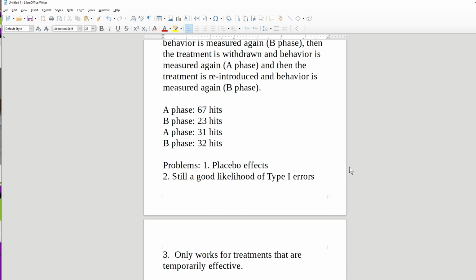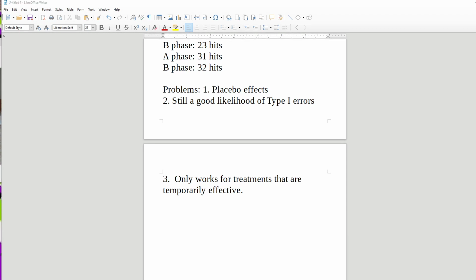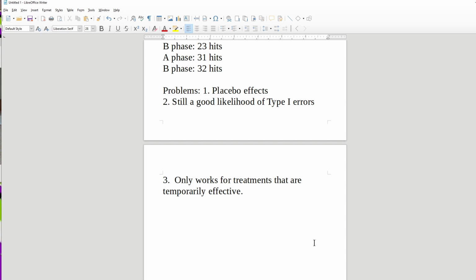So, gosh, I guess my treatment is no good. Well, no, your treatment is actually really good. The problem is you can only test things in this design where the treatment doesn't work anymore after it's not being applied, because you can't see the reversal otherwise. So that's kind of a weird thing about this one. You're only going to conclude that a treatment's effective if it's not very effective. In other words, if it doesn't permanently solve the problem.